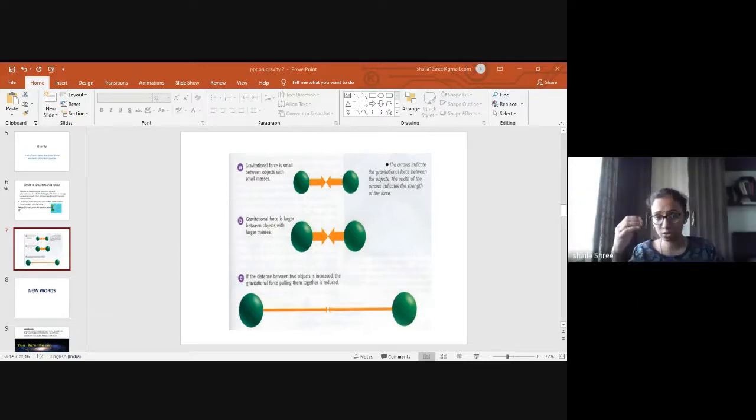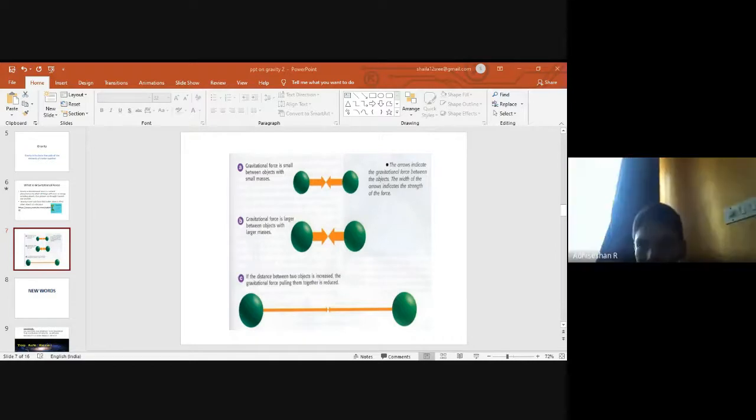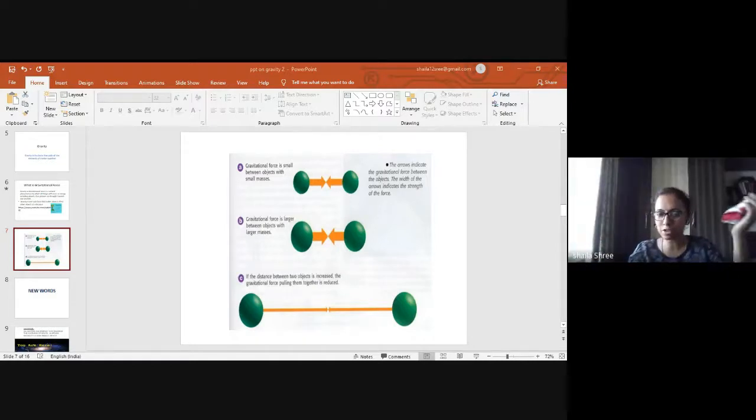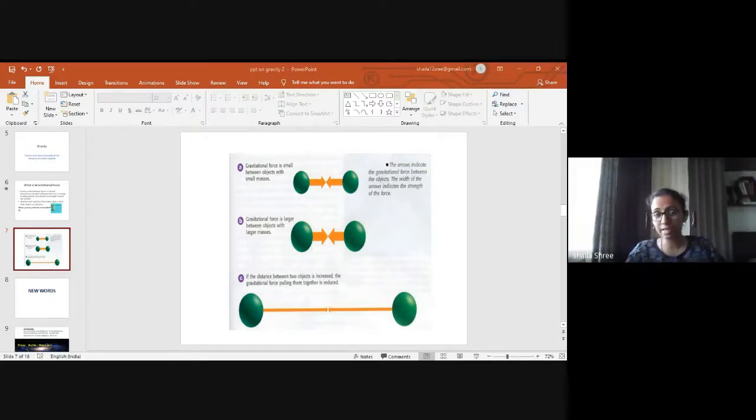In the first example, it is showing that the smaller the objects are, the gravitational force is less. If you take bigger objects, then they pull each other together. For example, if you throw a piece of cloth and a piece of iron down, which will fall down first? Of course, the iron, because iron is heavier than the piece of cloth, right? Yeah. So heavy objects are pulled towards the Earth quickly. Understood? Okay. The second instance is distance. If distance is more, gravitational force is less.